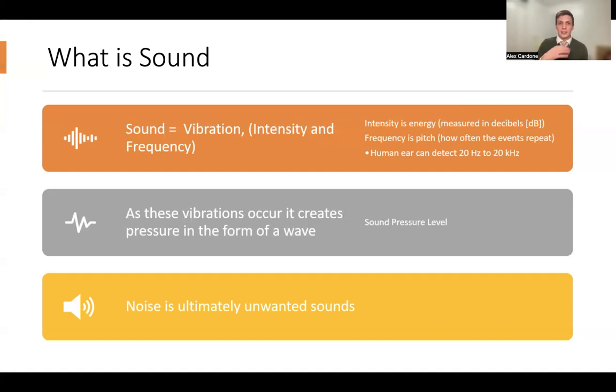And noise is related to sound because noise ultimately is any unwanted sound. It really has to do with that nuisance factor. Anything that's considered noise is just sounds that we don't want to be exposed to.